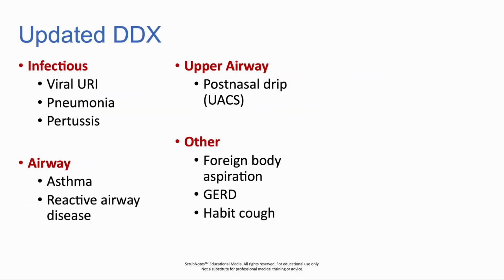Okay, let's refine our initial differential list. Given this history, I think there's acute onset, barking cough, URI symptoms, and no choking. So upper airway pathology moves to the top for me. Still could have pneumonia, asthma, or a foreign body, but I think those are less likely at this point.